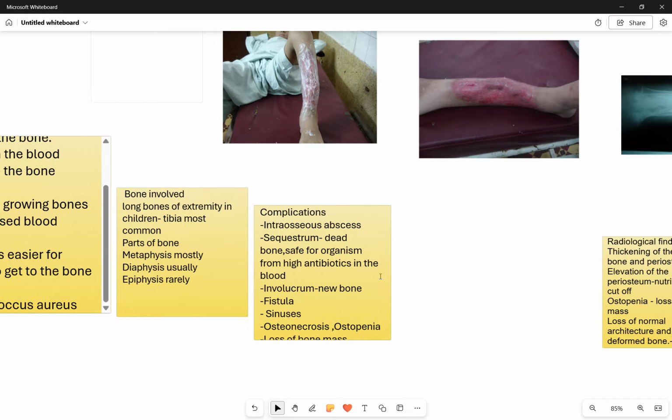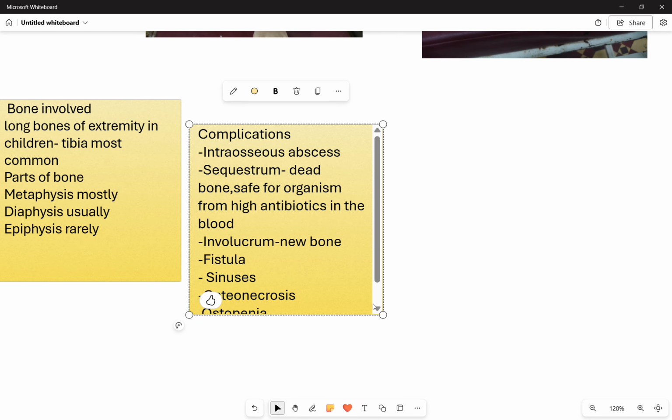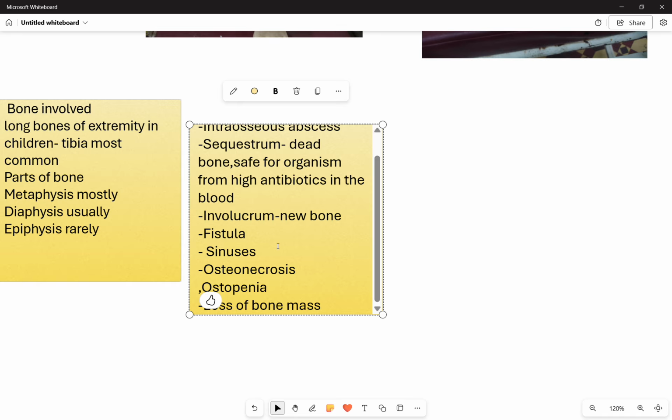So you may have to sacrifice the new bone to get access to the sequestrum. So the important thing in the treatment is removing all the necrotic dead bone, sequestrum, and all the abscesses. So what happens? Fistula formation occurs. The sequestrum is trying to get out on the surface, so it forms sinuses and fistulae.